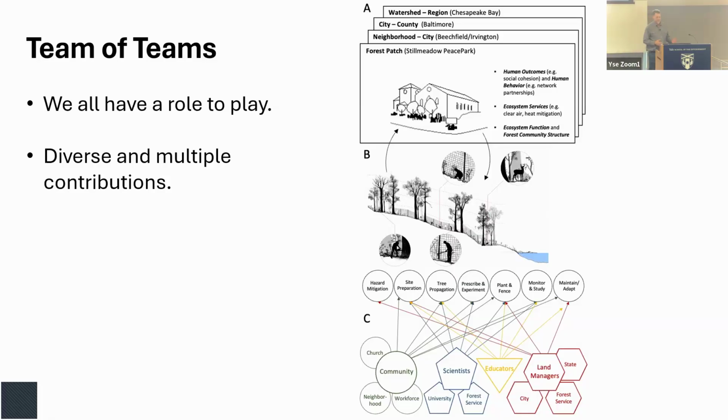And so we have the church, we have the community, we have the neighborhood, the workforce. They can do some of these things, but not all of them. Scientists, university, Forest Service, they can do some of it, but not all of it. We have educators, people like my friend Terrace King, who can do some of the things, but not all of them. And then the land managers. Now, Brandon is a graduate of here, and he's the land manager for Still Meadow Park. So we have these different players that are not going to do everything. They can do parts of it, and they're working together.